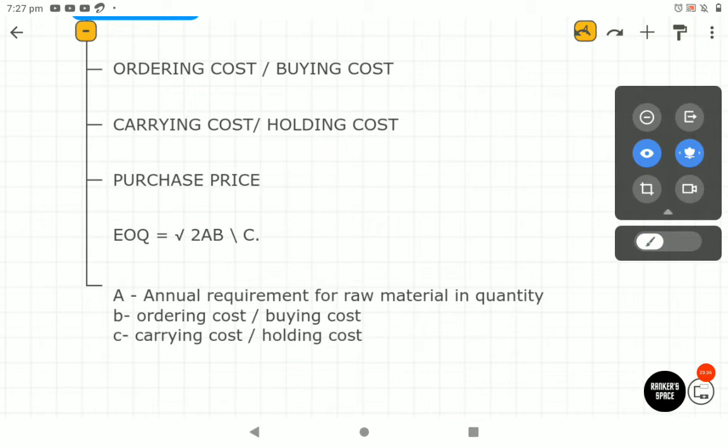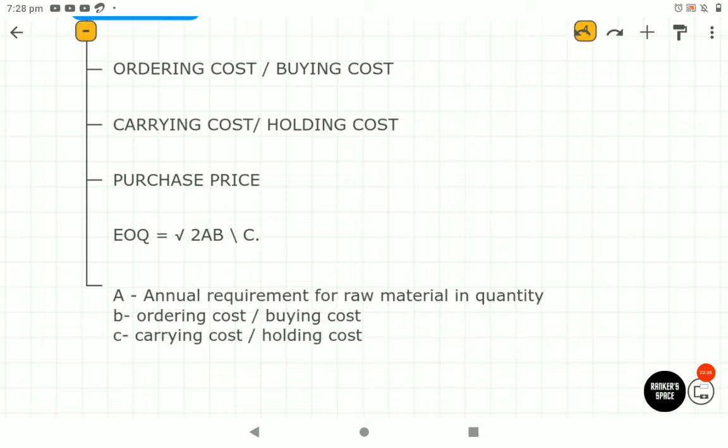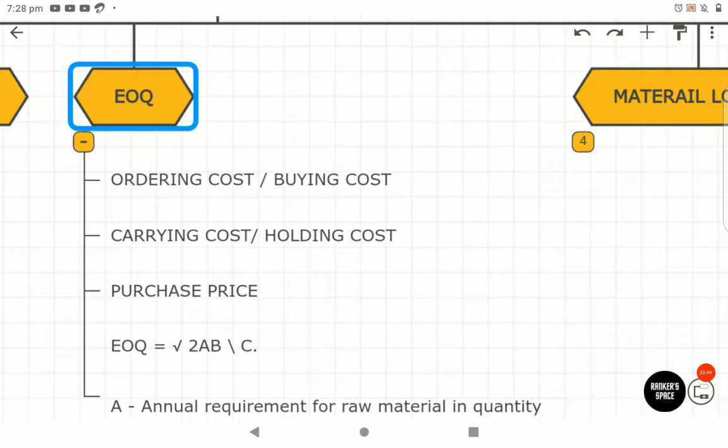Let's move ahead. Okay, so the EOQ concept is clear, right? So you have different things like ordering cost and carrying cost. Ordering cost and carrying cost will be equal at the EOQ. At EOQ, ordering cost and carrying cost will be equal.